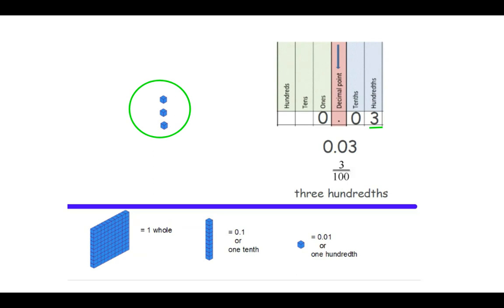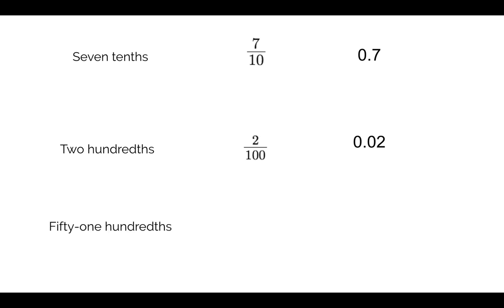Let's review before you move on to today's assignment. Here we have the written form of 7/10. This is its fraction form, and this is in decimal notation. Again, we have the written form of 2/100, its fraction form, and in decimal notation. Here we have the written form of 51/100, its fraction form, and then decimal notation.